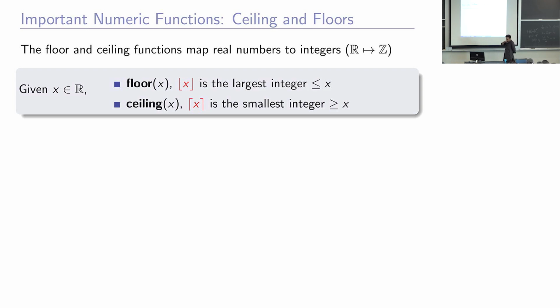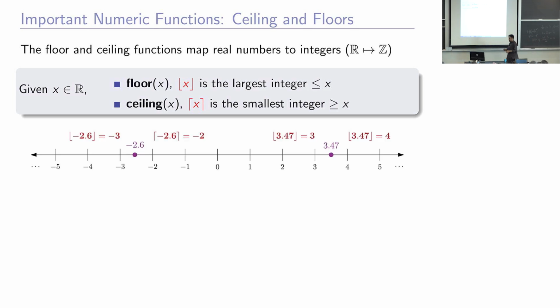The floor of a real number x is the largest integer that is smaller than x. The ceiling of x is denoted by this symbol. So, how would you write it in LaTeX? You will write it as slash lfloor, slash rfloor, slash lceil, slash rceil. The floor of x is the largest integer that is smaller than x, and the ceiling of x is the smallest integer that is bigger than x.